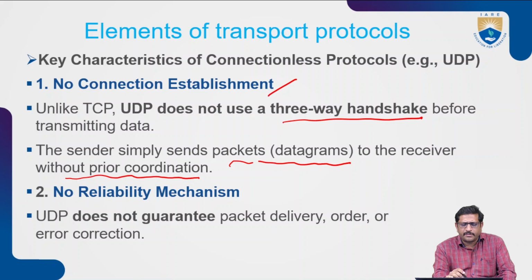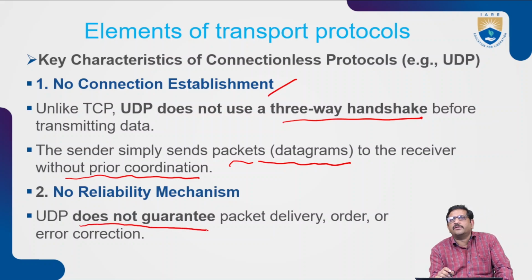No reliability mechanism is another characteristic. Why no reliability? Reliability means a guarantee that the data will reach the destination, exactly the data transmitted from the sender. That is a reliable transmission. But UDP does not provide reliability, and does not give a guarantee for data transmission from the source machine to the destination machine.